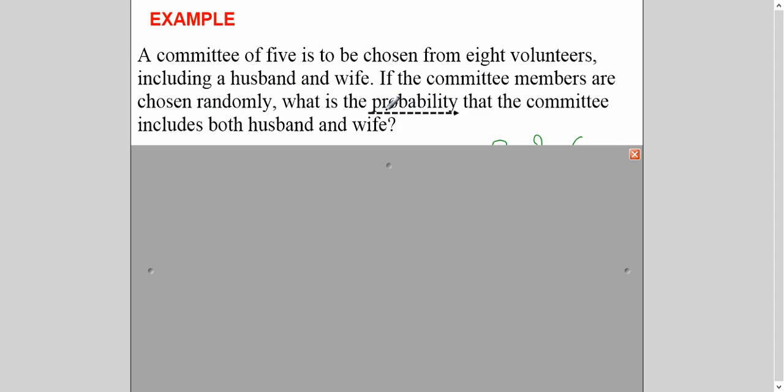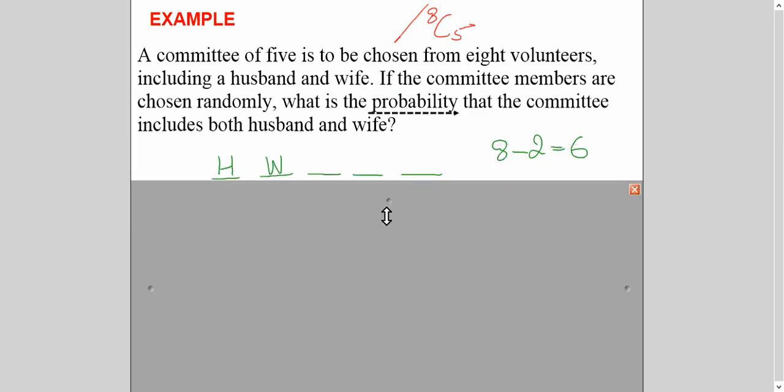It is talking about the probability that the husband and wife are in the team, in the committee. So in this case, when both of them are there, you have to recall what probability is. Probability is favorable outcome divided by total outcome, right? Now, total outcomes mean out of 8, I'm selecting 5. So it is 8C5. This is my denominator. But my numerator is what? When husband and wife both are there.